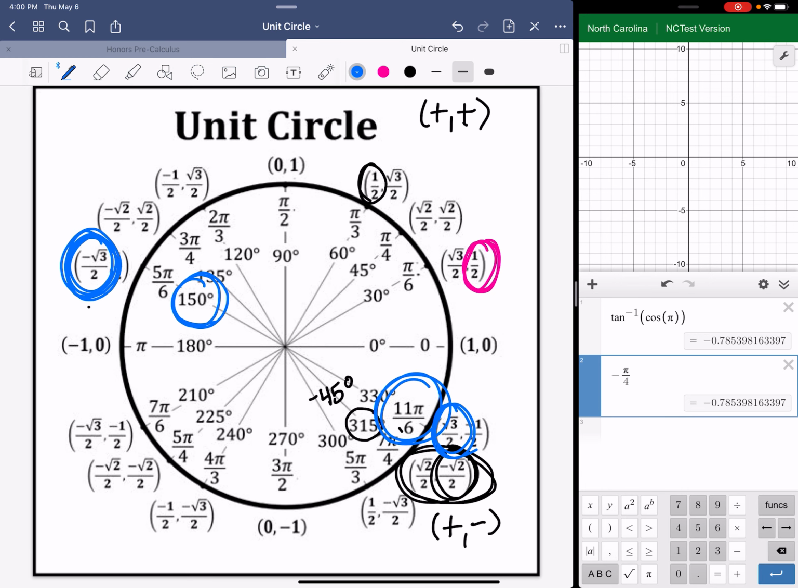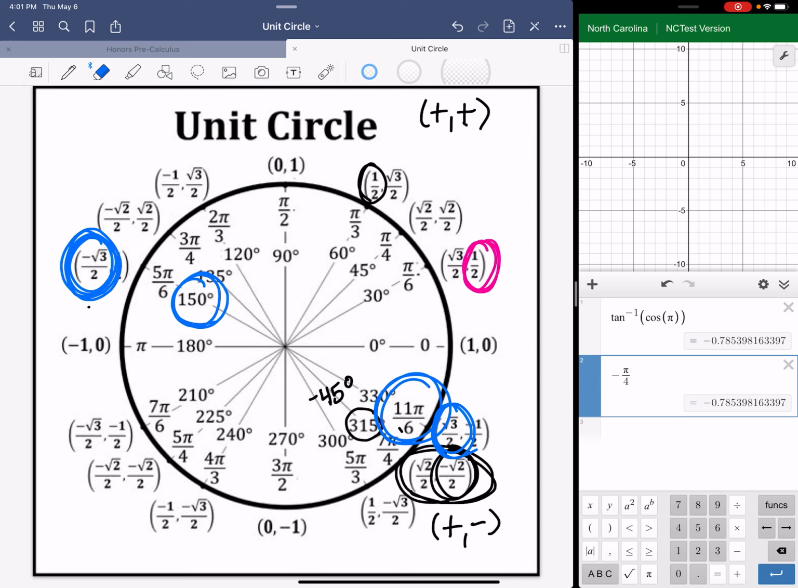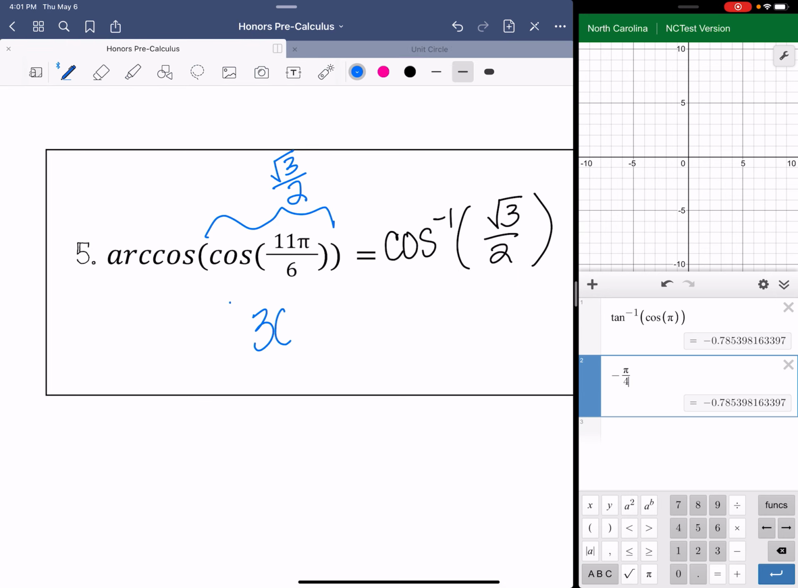All right, actually, you know what? I was looking at the negative. That is my mistake. It is not negative. It is actually positive. Sorry about that. So that is wrong. Let's go back. We're looking for the positive square root of 3 over 2. The positive square root of 3 over 2 is actually located right here at 30 degrees, so that's going to be 30 degrees, or pi over 6.